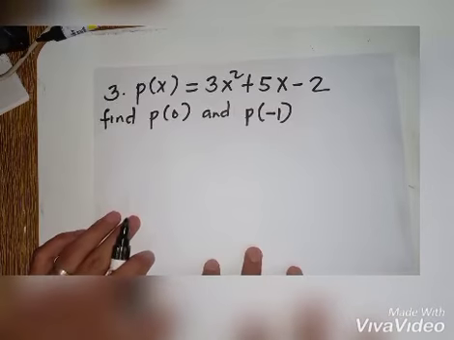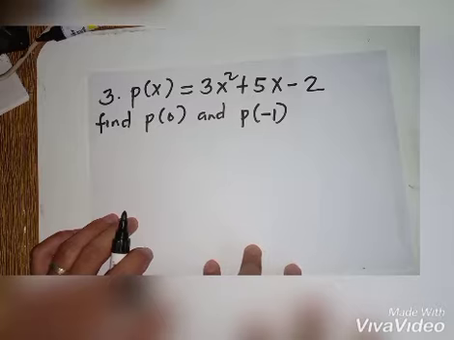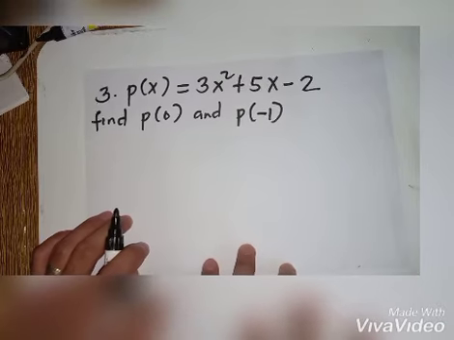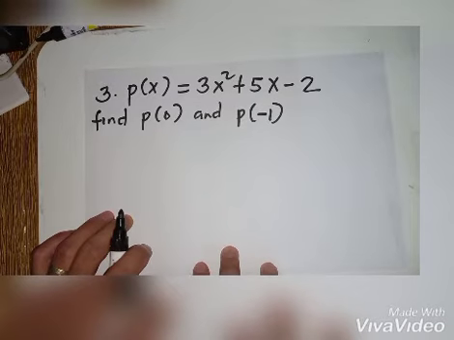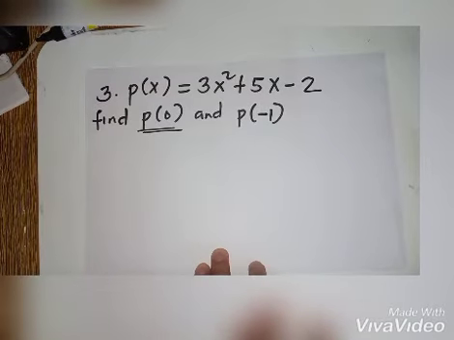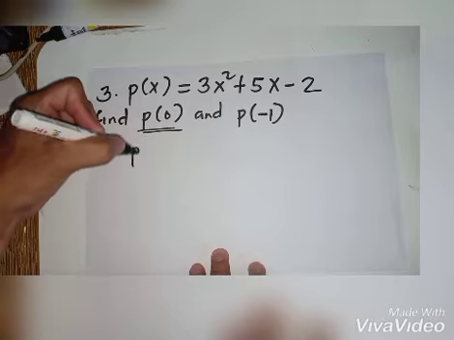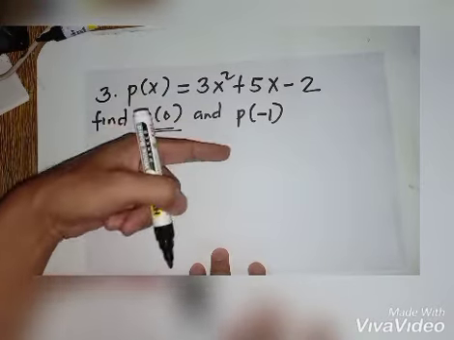Next, let's have a more complicated one. So we have p of x is equal to 3x squared plus 5x minus 2. Find p of 0 and p of negative 1. So let's first try to consider p of 0. So p of 0 is equal to the following.